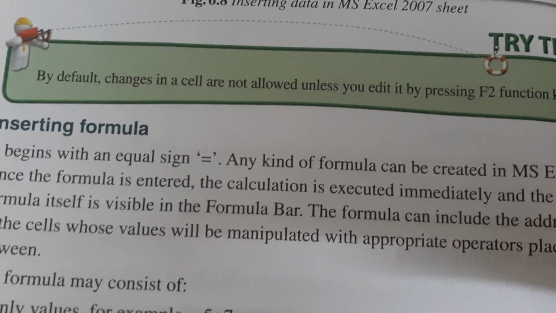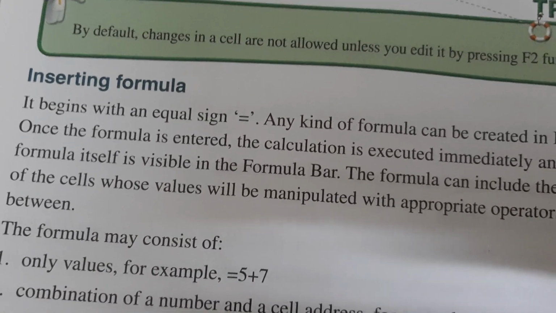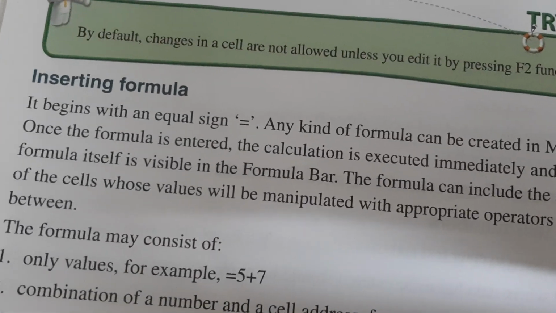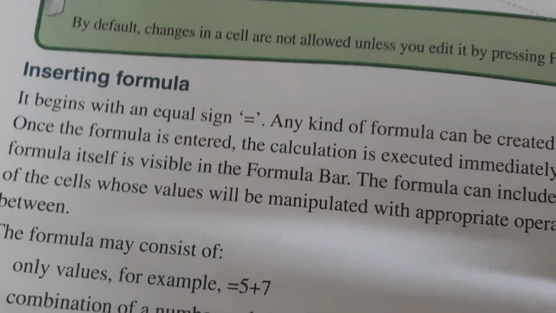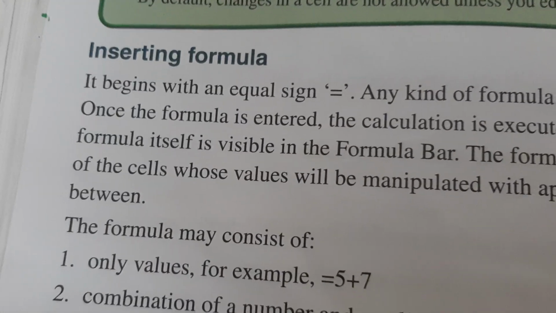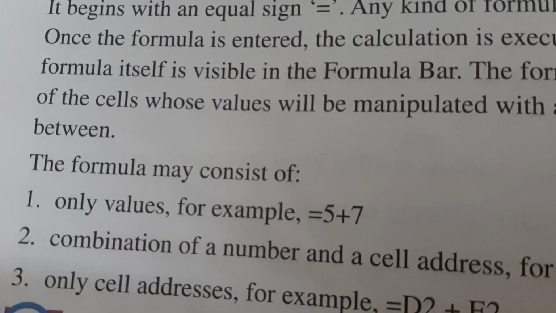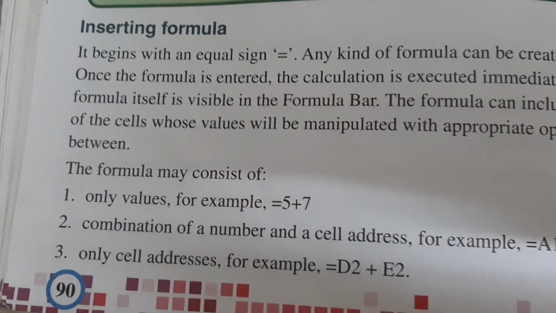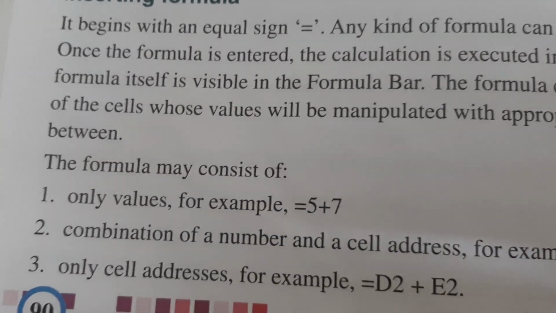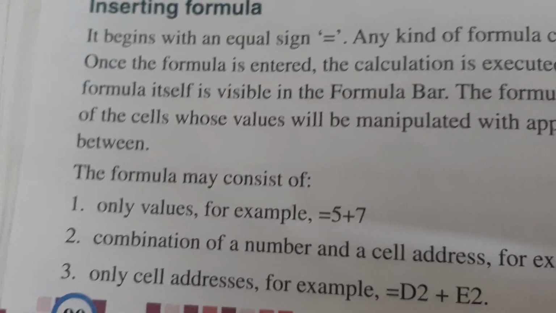The formula can include the addresses of the cells whose values will be manipulated with appropriate operators placed in between. Operators will be addition, subtraction, multiplication. The formula may consist of only values, for example 5 plus 7, a combination of a number and cell address, for example A1 plus 3, or only cell addresses, for example D2 plus E2, as I show you in the example.